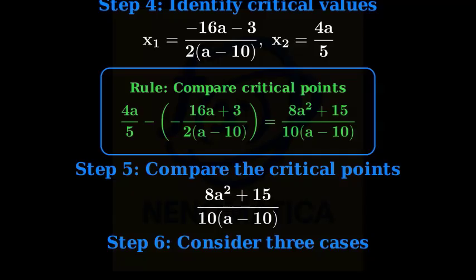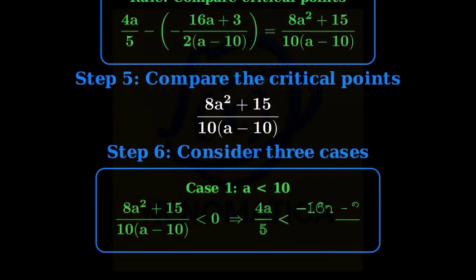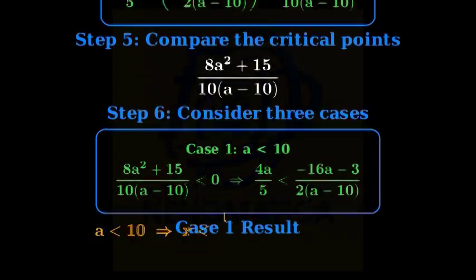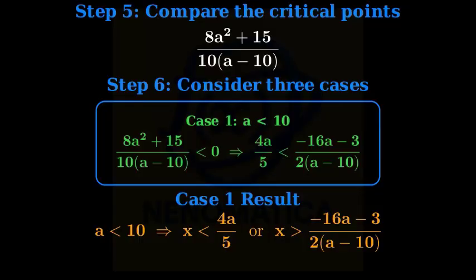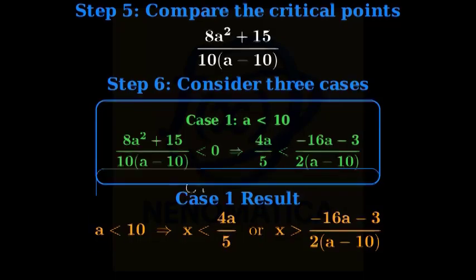Case 1, a less than 10. Then the difference is negative. So 4/5 is less than the other critical value. We solve the rational inequality accordingly. Case 2, a greater than 10. Now the difference is positive, reversing the order. Solve the inequality to get the open interval between the 2 points.